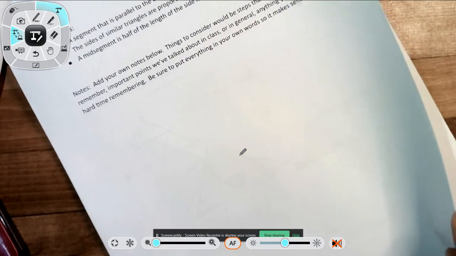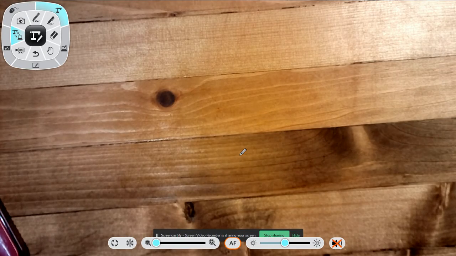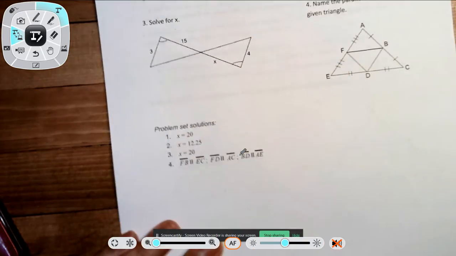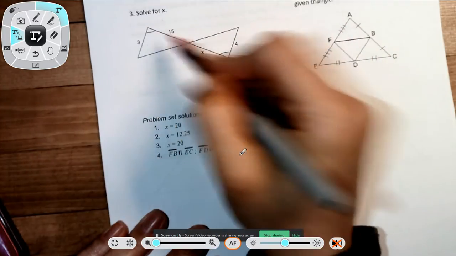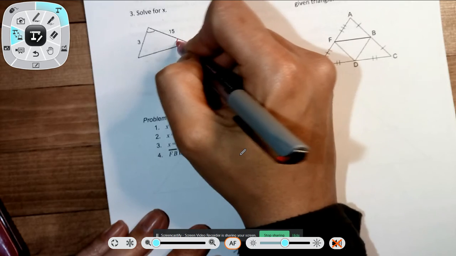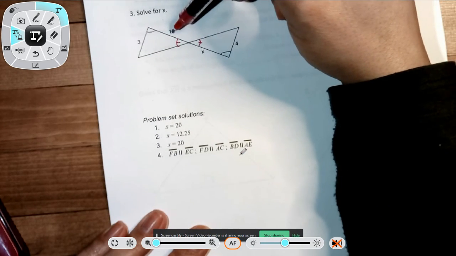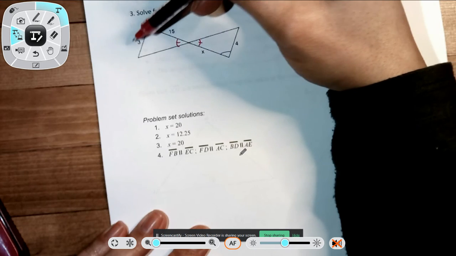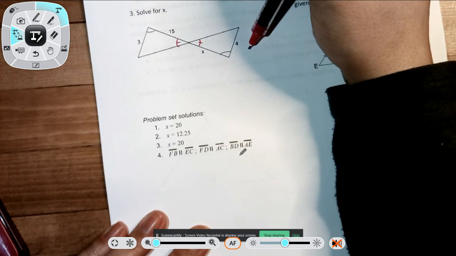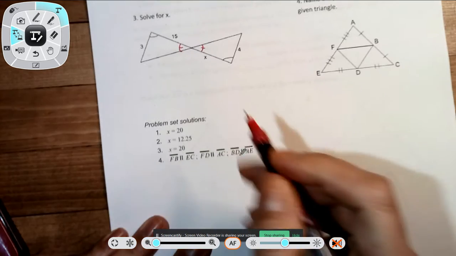One more example to go through here. Okay, let's just go through this one real quick. Okay, so for this one, we already have these angles labeled. We know these are vertical angles, so I'm going to label those. And again, now I can tell which sides correspond. 15 corresponds to x, and then 3 is going to correspond to 4. So I'm going to set up my proportion to show that.